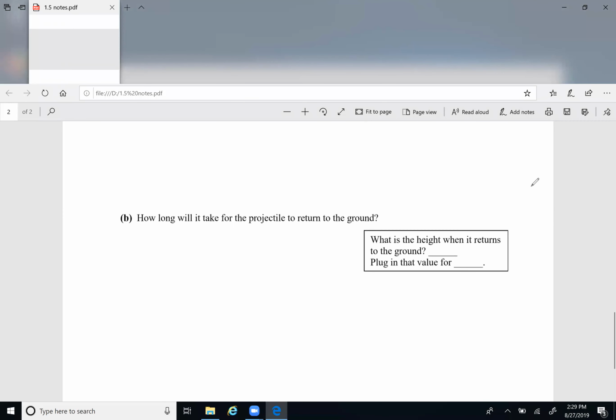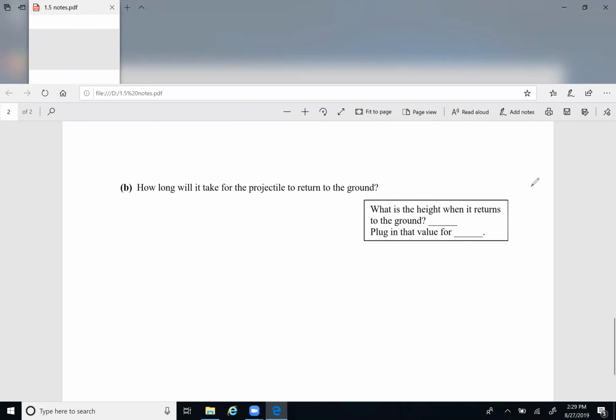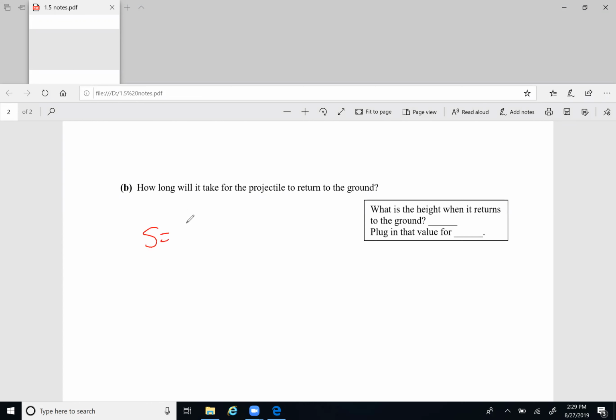So let's pull it up and look at it. The question is, how long will it take for the projectile to return to the ground? Now, I don't see any numbers in this. I still have that same equation, s equals negative 4.9 t squared plus 73.5 t. But then I have to ask myself, what is the height when it returns to the ground? Well, clearly, the height's 0.